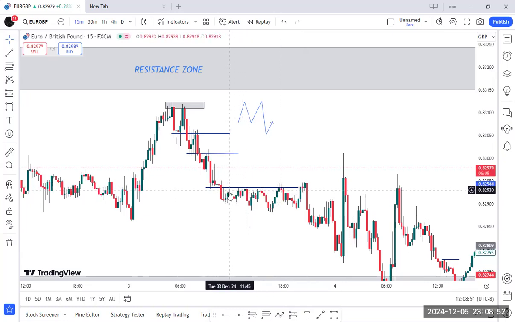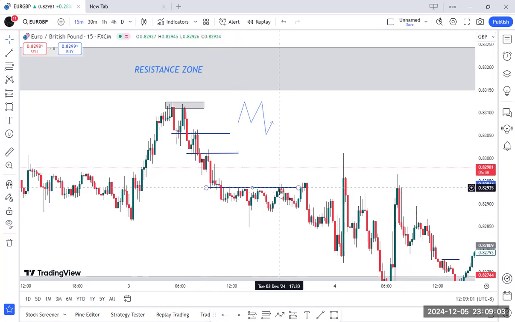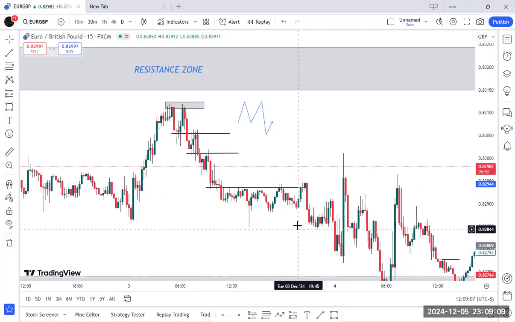This is a hammer. It's a shooting star. Shooting star is for the sellers pushing the price down. We have morning star and evening star here. Evening star here pushed the price down. This is an engulfing candlestick that pushed price down. What happened? It broke out this low again.